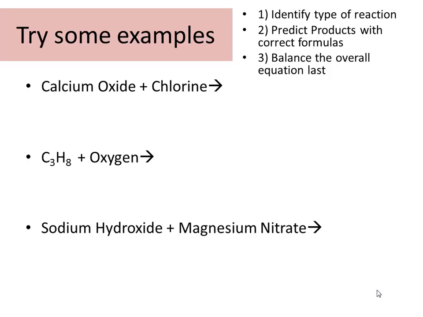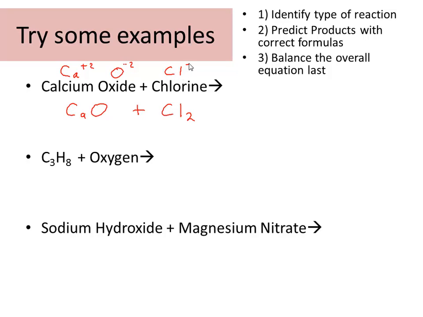So calcium oxide reacts with chlorine. So we have CaO and Cl2. Remember, chlorine's a diatomic element. So what are we going to make? We have to look at our charges. So what's the charge of calcium? Ca +2. Oxide is O -2. And chloride, the ion, is Cl -1.